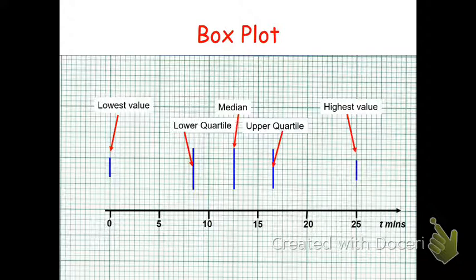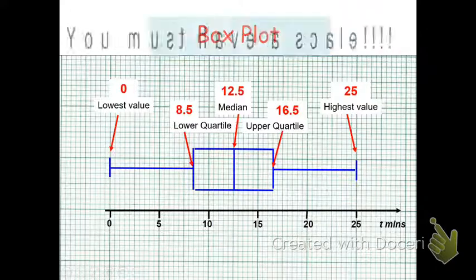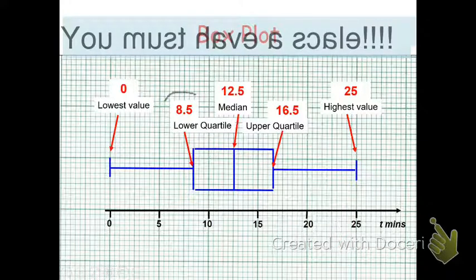So you'll notice you just kind of make 5 slashes, and a box around the middle ones. Notice how they labeled it really nice. So the interquartile range is from 8.5 to 16.5. So the interquartile range here is 25.